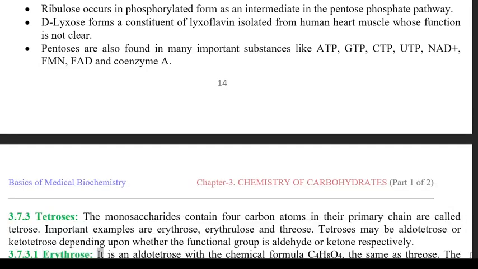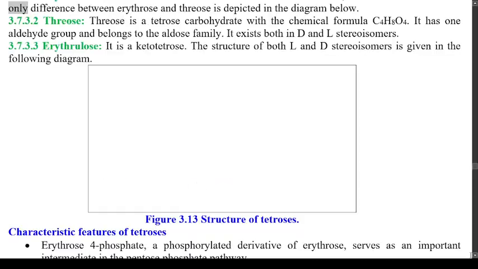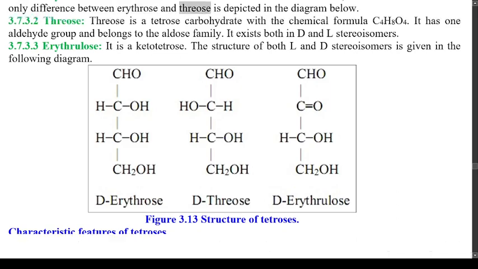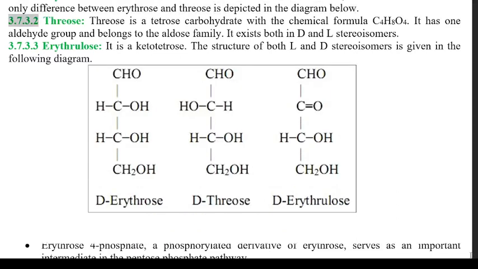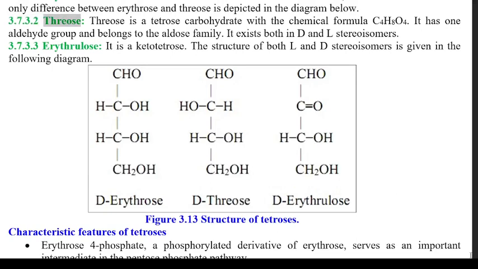3.7.3.1 Erythrose. It is an aldotetrose with the chemical formula C4H8O4, the same as threose. The only difference between erythrose and threose is depicted in the diagram below. 3.7.3.2 Threose. Threose is a tetrose carbohydrate with the chemical formula C4H8O4. It has one aldehyde group and belongs to the aldose family. It exists both in D and L stereoisomers.